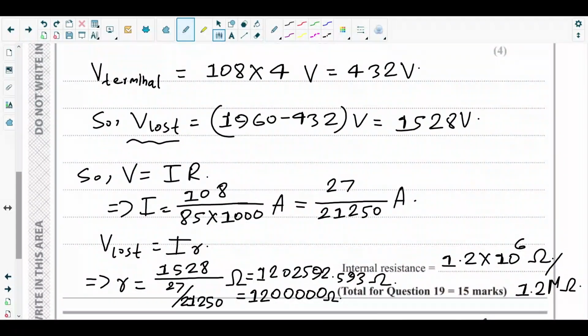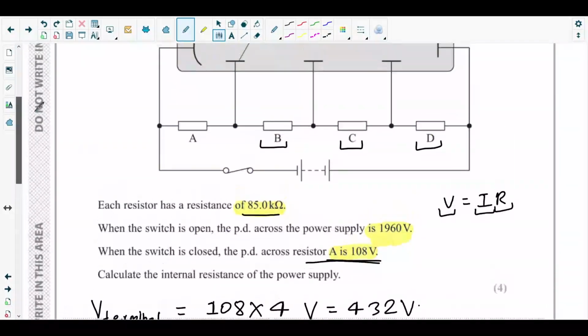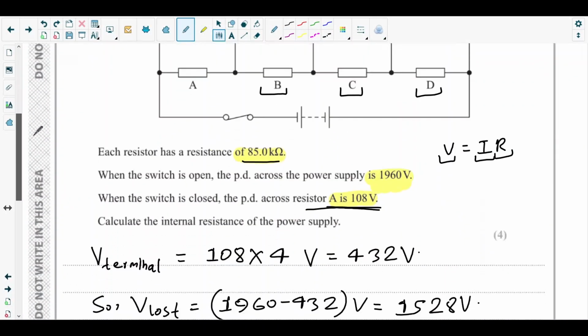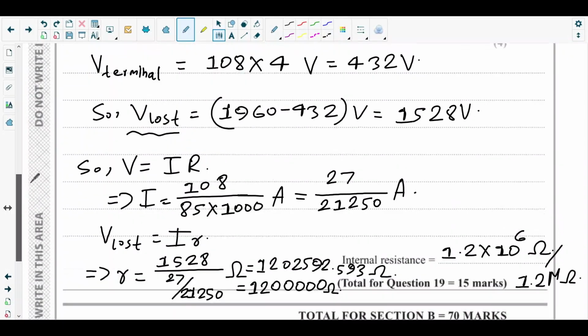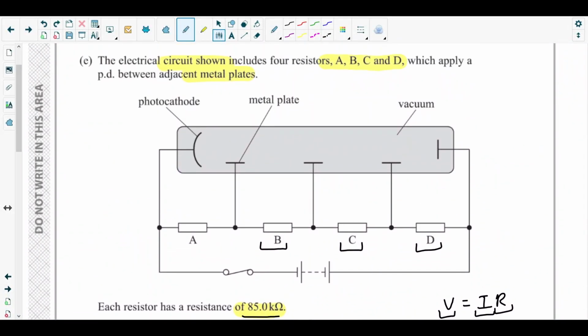So we got the internal resistance of the power supply, it is 1.2 mega ohm. And that's the end of the most recent past paper of physics unit 2, which is the October 2024 paper. Fine.